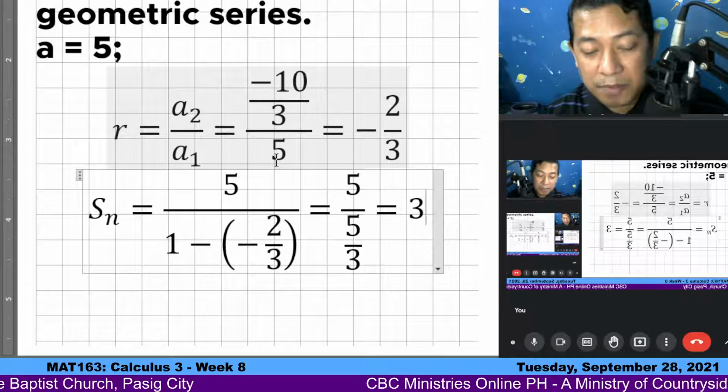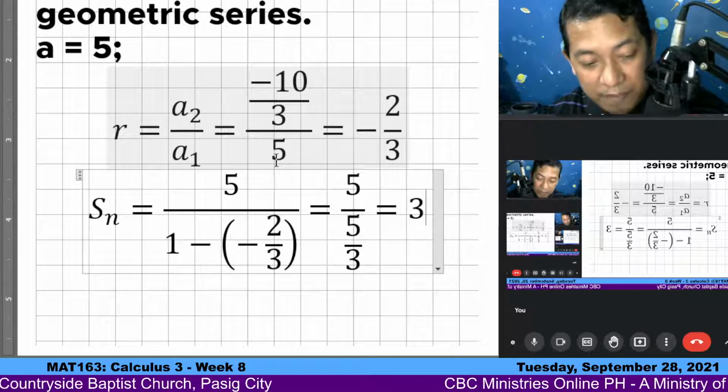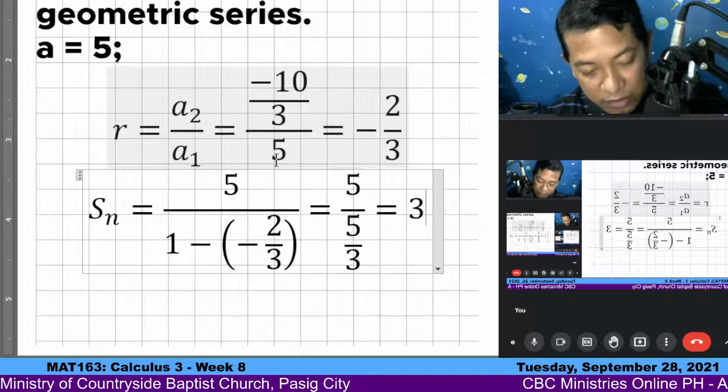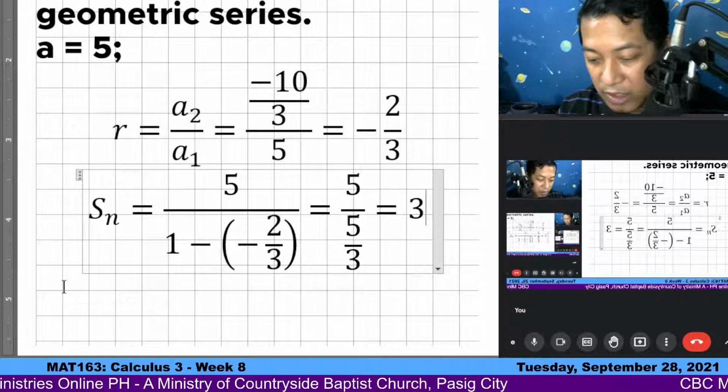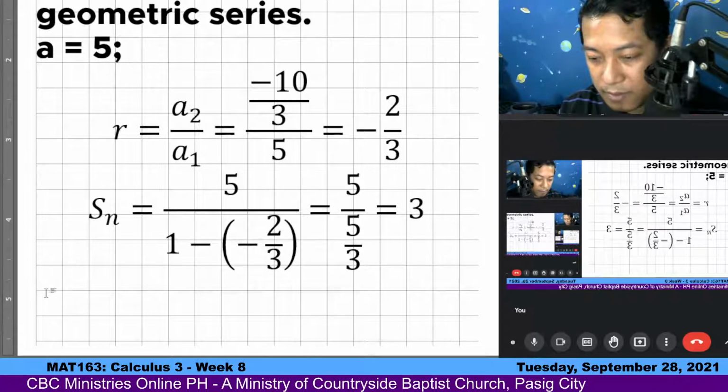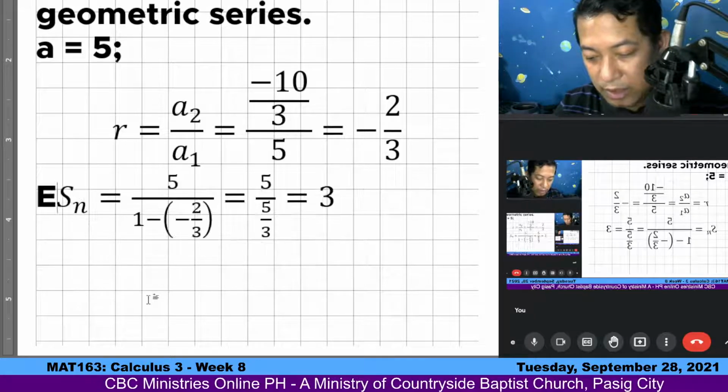No? Perhaps another example is an application for repeated fraction or repeated decimal. No? So okay din tong example na to. Titingnan natin. For another example here.